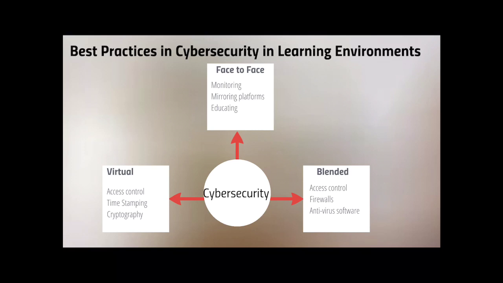Those are things that we do in a face-to-face school environment to make sure that our students are making safe choices. In a blended classroom environment, it's important to continue to do all the things that we would do in a face-to-face environment, but it's also important that we put in provisions to control access into learning platforms, digital learning platforms. It's important that firewalls are maintained and tested, and that we're ensuring that antivirus software is continually updated on devices. In virtual learning environments, again, controlling access into learning platforms is really important. Helping students create secure passwords is really powerful. Implementing things like cryptography and timestamping also really helps protect that virtual learning environment.